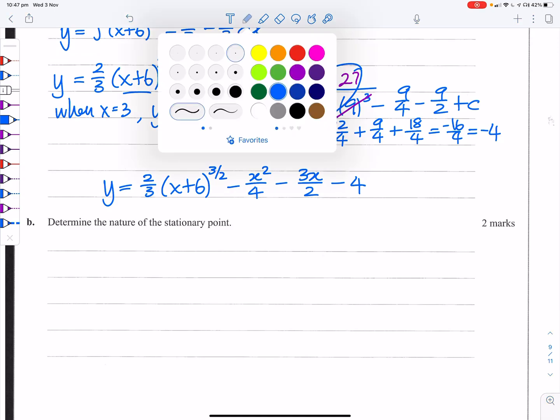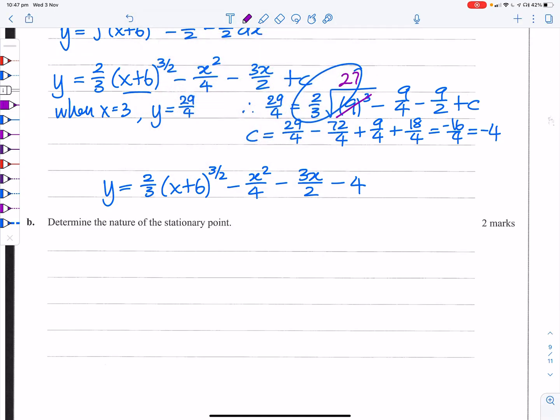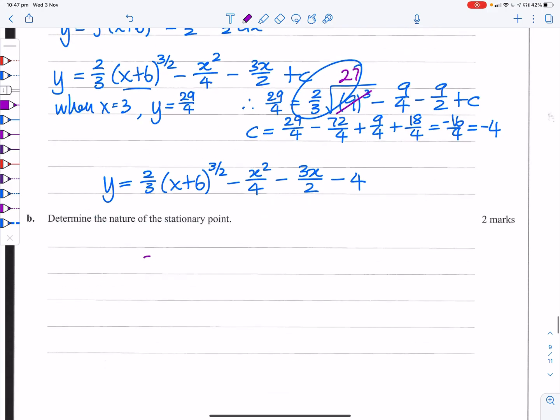say things explicitly. Now it says determine the nature of the stationary point. So we know we've got the point 3. So we'll create a gradient table.